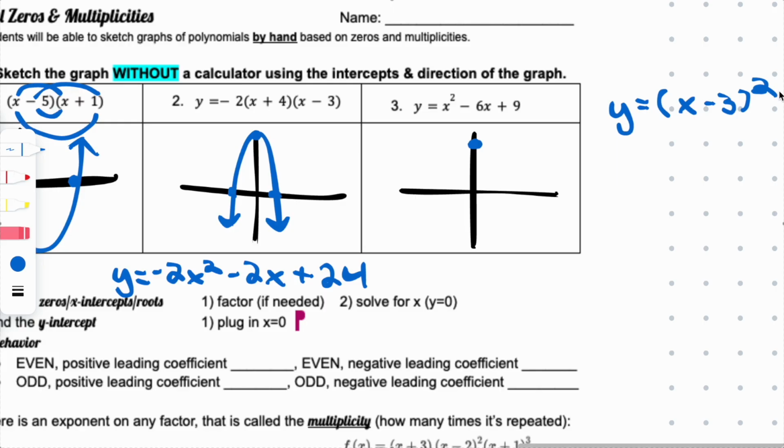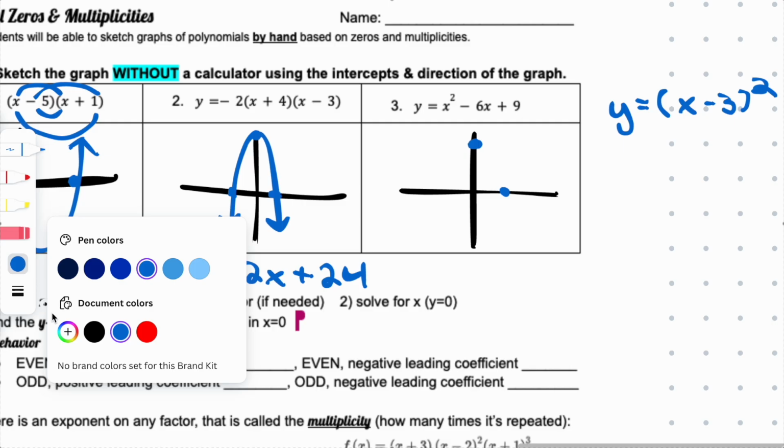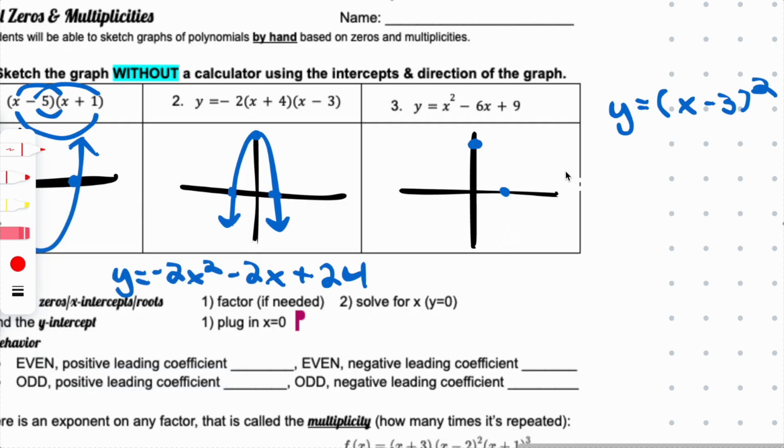x minus 3 squared. So I know that our x-intercept is at +3. It's at +3 twice, so we only have those 2 points. We know that we have a positive leading coefficient, so we know it opens up. Also, one thing we can do is we know that this is going to be our vertex, right?